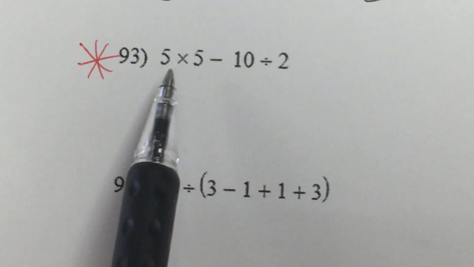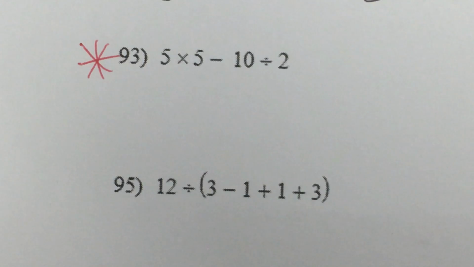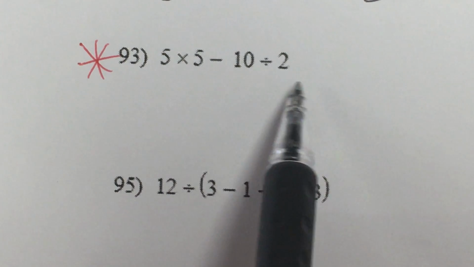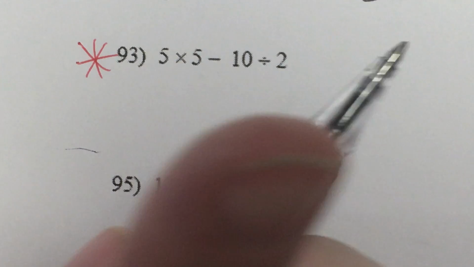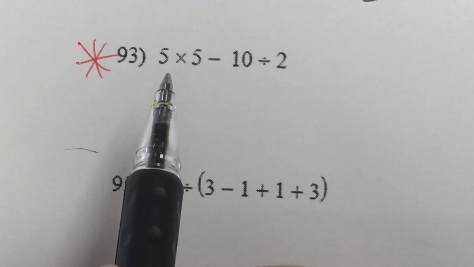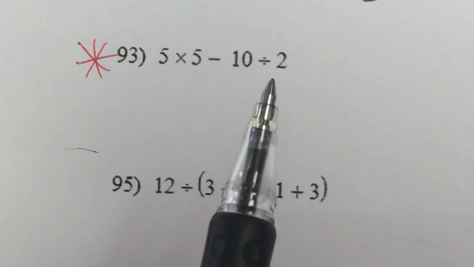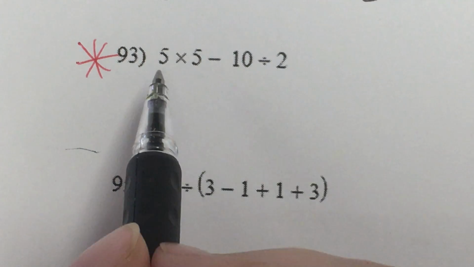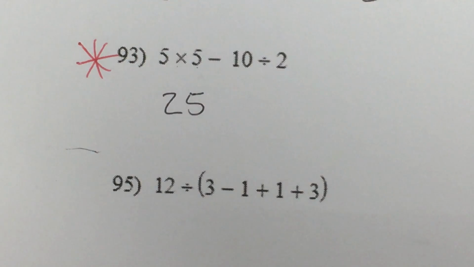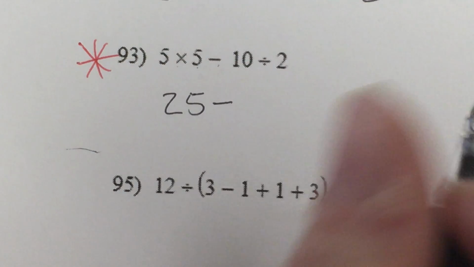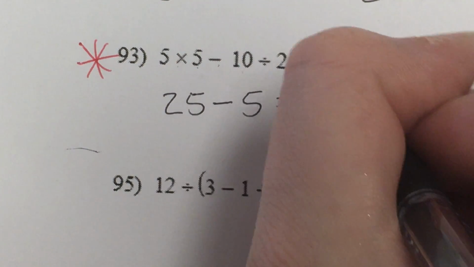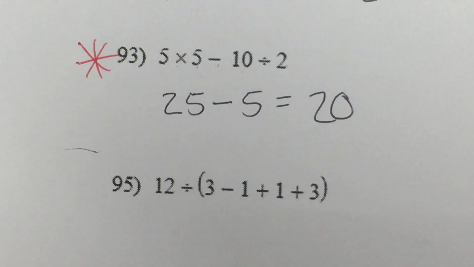In 93, we have multiplication, subtraction, and division. Can I just go on from left to right? No, I can't. So we need to take care of any multiplication and division first, and then we can subtract. So over here, 5 times 5 is going to be 25, minus 10 divided by 2, which is 5, and 25 minus 5 is 20. Let's try one more that does not have parentheses.